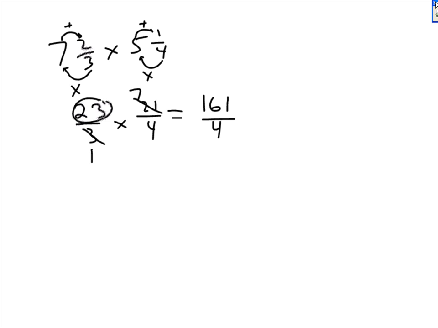And there's the answer. If you want to do a mixed number, 4 goes into 160 40 times. 4 times 40 is 160 with 1 left over. Double check. 4 times 40 is 160 plus 1 is 161. And the two denominators are the same. That means I did it correctly. Okay, good luck with multiplying mixed numbers.